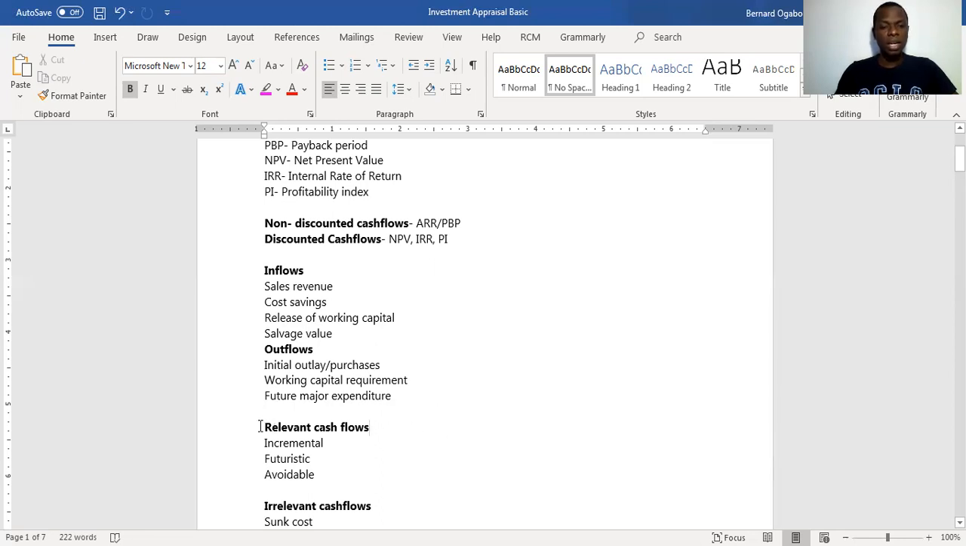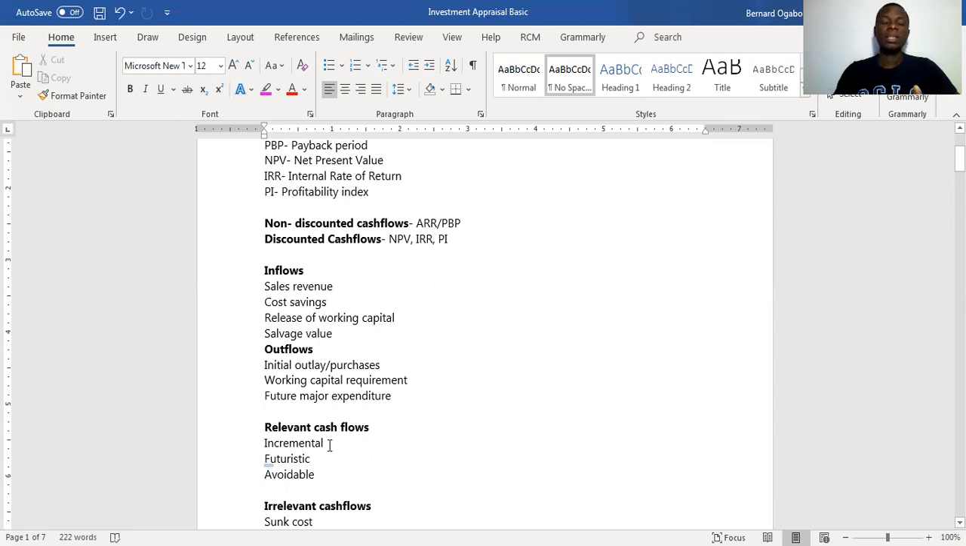But relevant cash flows. Before I recognize any item under cash inflow or cash outflow, those costs must be relevant. And how do I measure the cash flows that are relevant? The cash flow must be incremental.